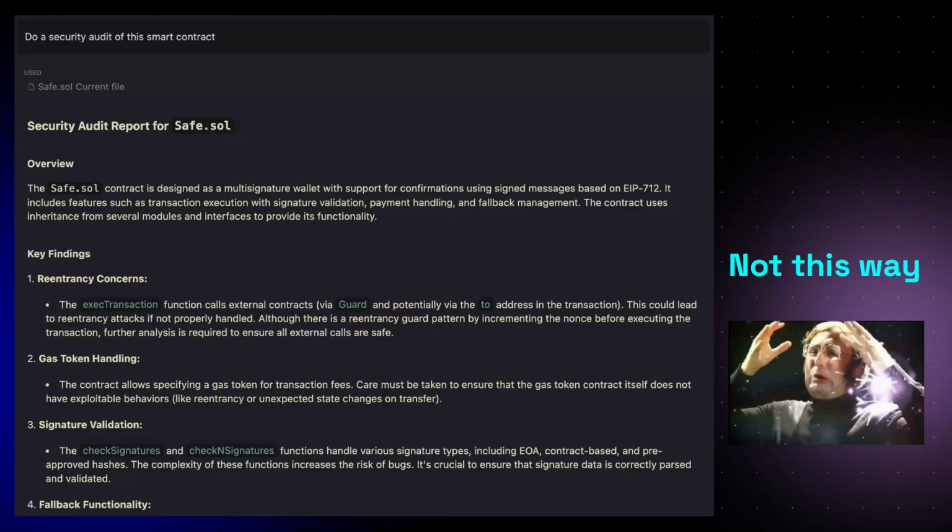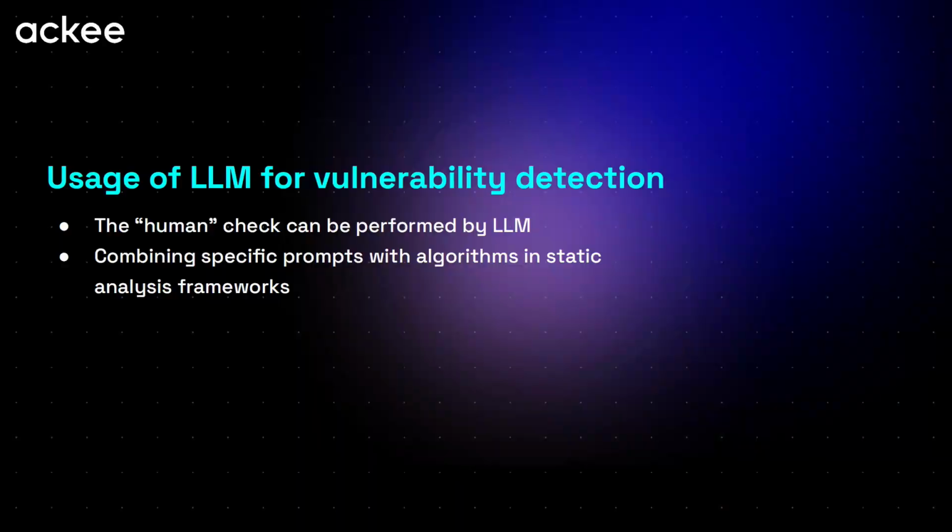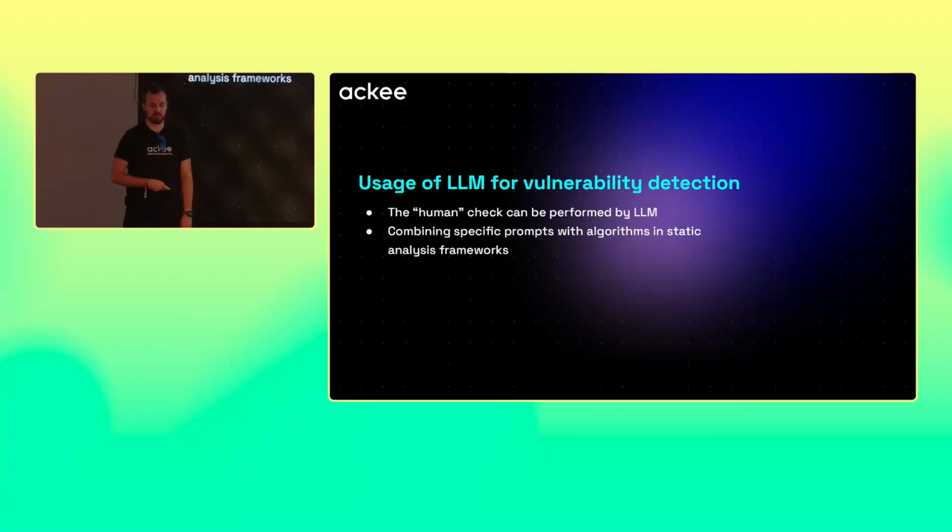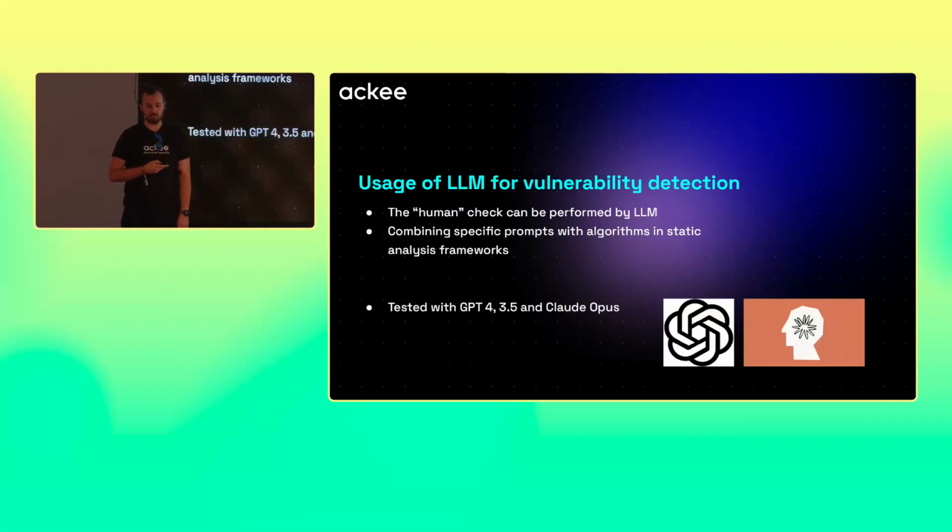But we want to be smarter. We want to combine the techniques of static analysis and the power of these large language models. So the human check can be performed by these language models by combining some specific prompts with algorithms in static analysis. We were testing that on GPT 3.5 and Claude, and basically on some specific cases, GPT-4 was just enough to be very successful.